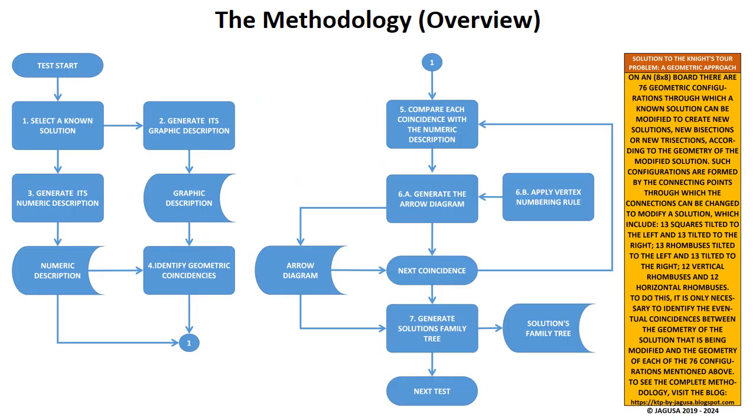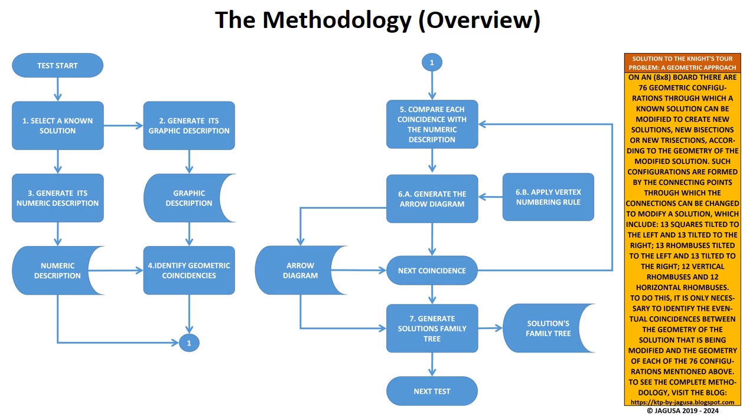Methodology Overview. On an 8x8 board, there are 76 geometric configurations through which a known solution can be modified to create new solutions, new bisections or new trisections, according to the geometry of the modified solution. Such configurations are formed by the connecting points through which the connections can be changed to modify a solution, which include 13 squares tilted to the left and 13 tilted to the right, 13 rhombuses tilted to the left and 13 tilted to the right, 12 vertical rhombuses and 12 horizontal rhombuses.